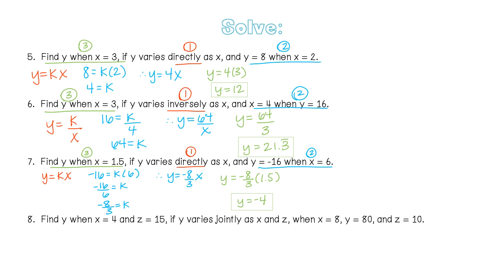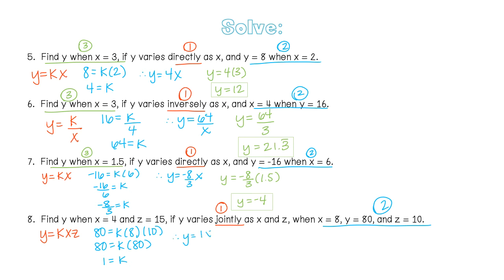All right, so find y when x is 4 and z is 15, if y varies jointly as x and z, x is 8, y is 80, and z is 10. Keyword is jointly. Multiply multiple things. Y equals k times x times z. Our next step is to find the piece with the most information and go ahead and plug that in. So 80 equals k times 8 times 10. Well, 8 times 10 is 80, so I'll go ahead and simplify that. I can divide 80 on both sides to get that k is 1.